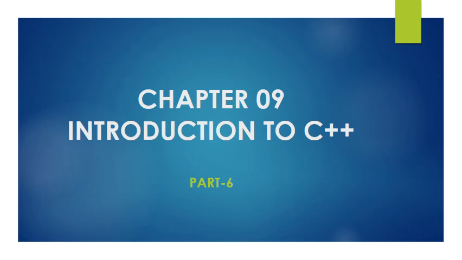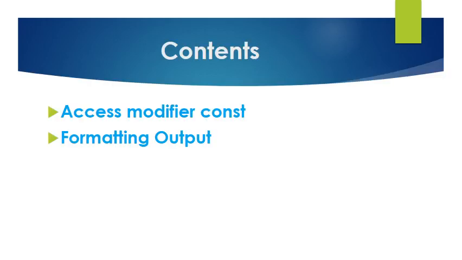Hello students, in this session you are going to learn chapter 9 Introduction to C++. Contents of this session are first access modifier constant and next formatting output.